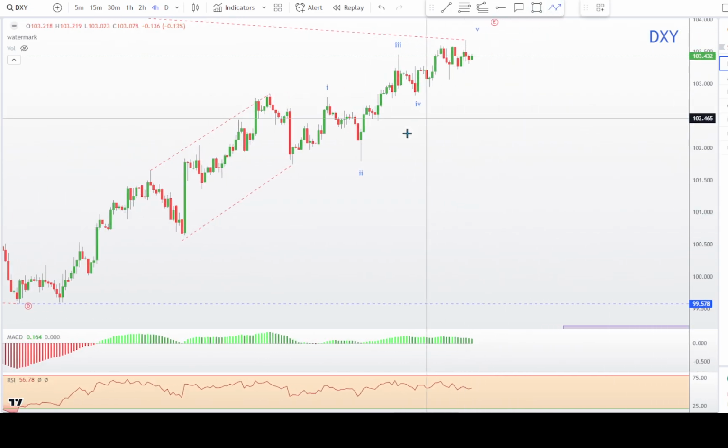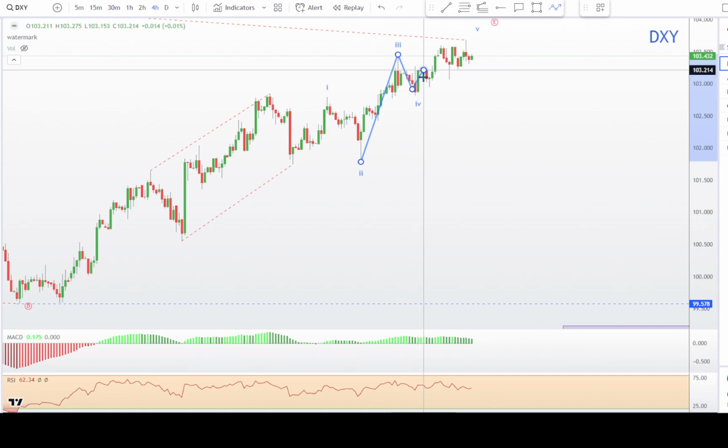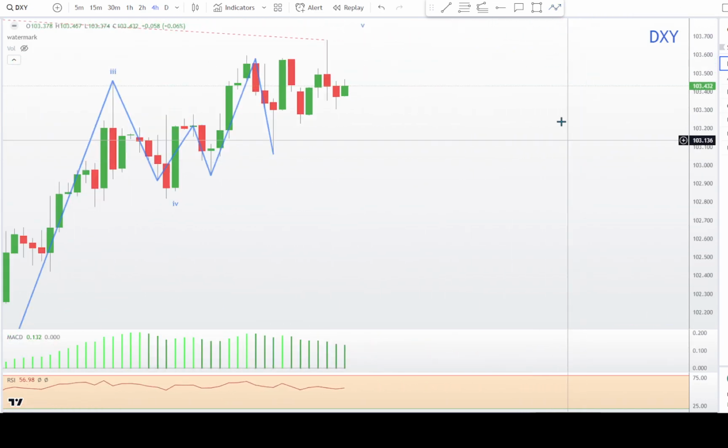I think this whole move up for this third wave, I think this was all just one. Then you had three waves there. Then you had a three-wave move correction there, and this is just a real sharp drop. So I think this is a running flat.